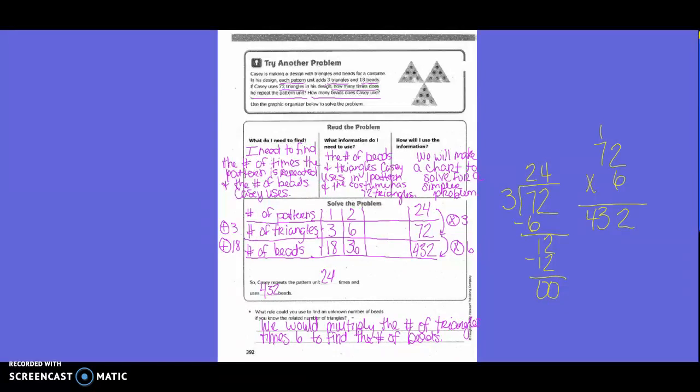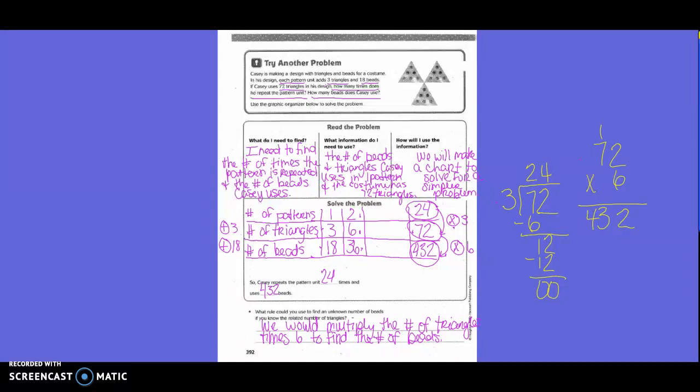So we knew that we were going to have 72 triangles total for our costume. Then we came up with our rule. We said that in order to get from 2 to 6, you have to multiply by 3. And then to get from 6 to 36, you have to multiply by 6. So we only had the 72 right here, so we knew that we had to get back up. But we knew to multiply the number of patterns by 3 to get to the triangles, so we just did the inverse operation of 72 divided by 3. And we got 24. And then to get our number of beads total, we took 72 times 6 and got 432. So Casey repeats the pattern unit 24 times and uses 432 beads.